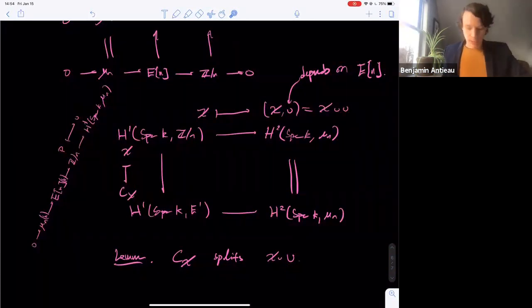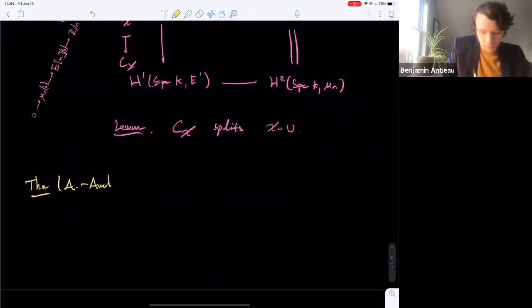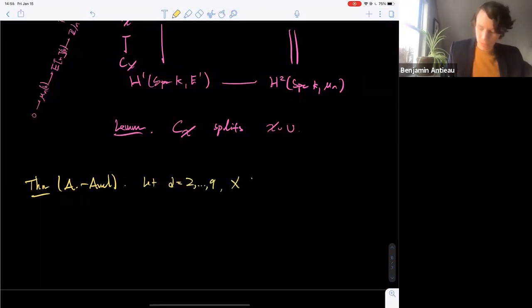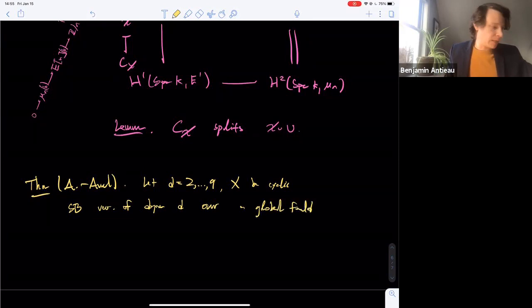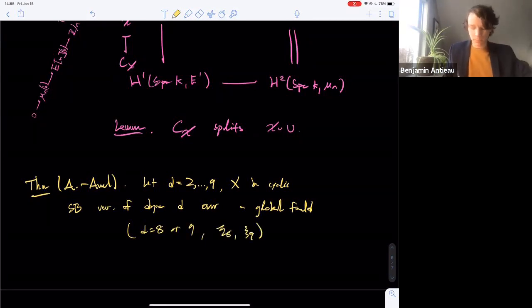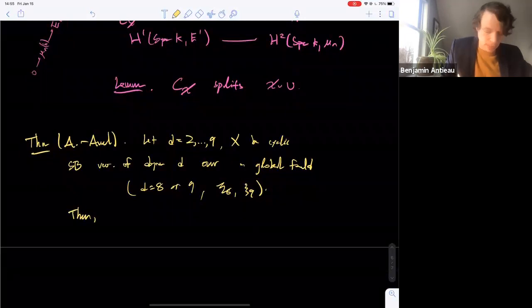Okay. So let me talk about the degree 7 case. Let me state a theorem. Let d equal 2 through 9, and X be a cyclic Severi-Brauer variety of degree d over a global field. And I think if d is 8 or 9, I need ζ_8 or ζ_9; I need those roots in the field for this argument to work. Then β_X is split by a genus one curve.